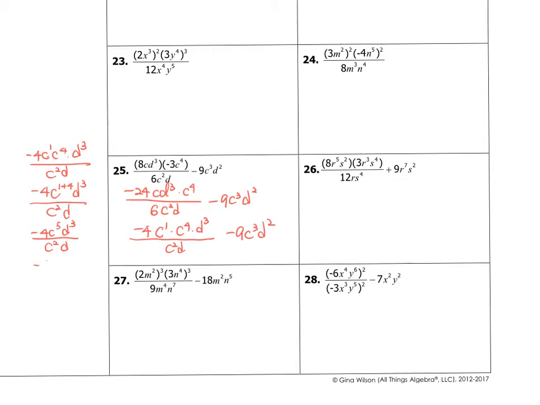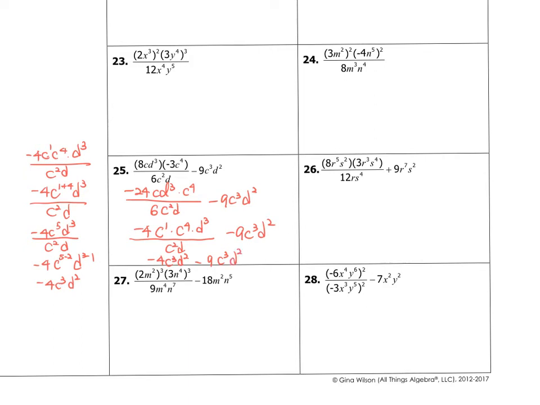Now, if I only look at c, because it's a division, I can make the exponents a subtraction. D over here is 3 minus 1. So this part alone, I'm simplifying to negative 4 c cubed d squared. Then I bring down the last part of it.